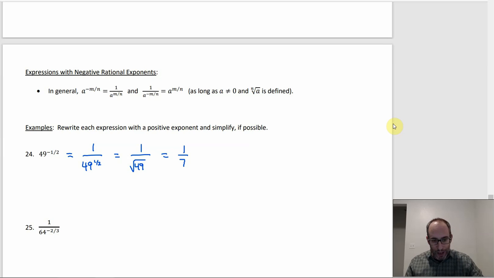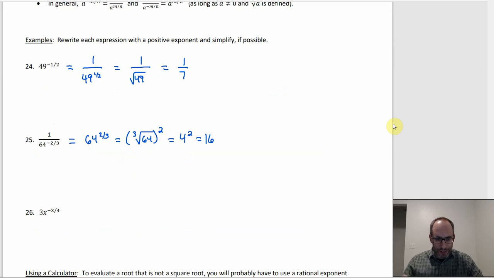Then with 25, that's one where you got the negative exponent in the denominator, so bring it up. And you could rewrite this as 64 to the 2/3, which I would do the root first and say cube root of 64, figure out what that is, and then square it. So the cube root of 64 is 4. So we're going to end up with 4 squared, which is 16.